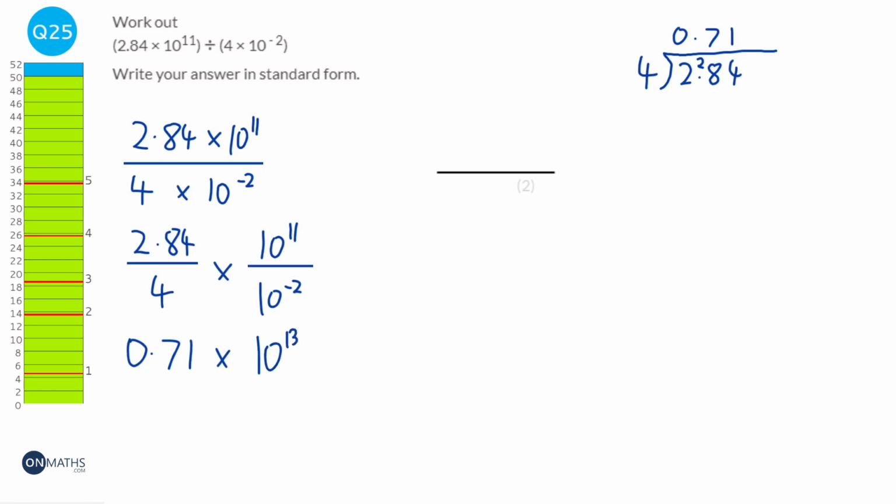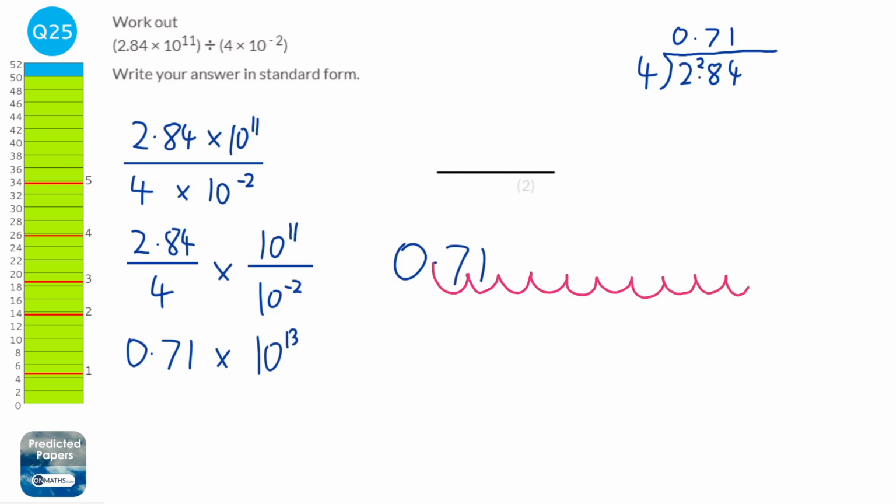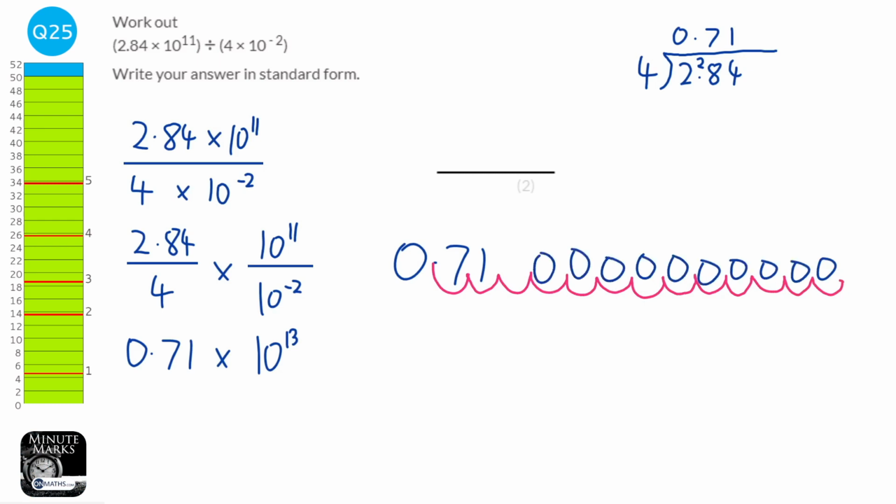Now we've got a bit of a problem here because standard form must have a number between 1 and 10, and not including 10, at this position here, and this is obviously less than 1, so we need to convert this into standard form. So what we can do is just write the number out again. So I'm going to write this as an actual number, so it's 10 to the power of 13, so it would be 1, 2, 3, 4, 5, 6, 7, 8, 9, 10, 11, 12, 13. Fill in the zeros. So it would be 7, 1 and all those zeros.